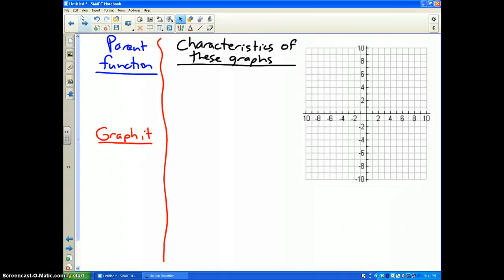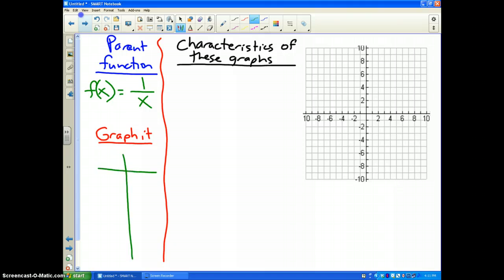Let's talk about the parent function of all rational functions. The parent function would be f of x is equal to 1 over x. That's it. That's the parent function. We're going to graph it, so we need to make a t-table. Now I'm going to pick a bunch of numbers for x. Let's go -3, -2, -1, 0, 1, 2, and 3. And you're going to see why I picked all of these. All right, let's plug them in.